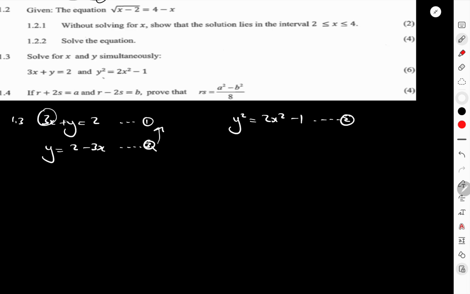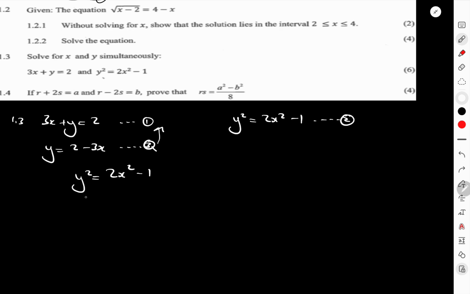Now here I took this particular 3x to the other side. That is why it became what? It became negative 3x. Therefore on our equation 2, we had y squared equals 2x squared minus 1. Now we already know what the value of y is, right? It is 2 minus 3x, meaning wherever I see y, I have a right to substitute 2 minus 3x.